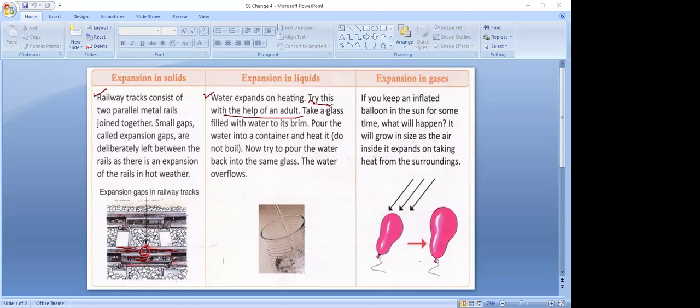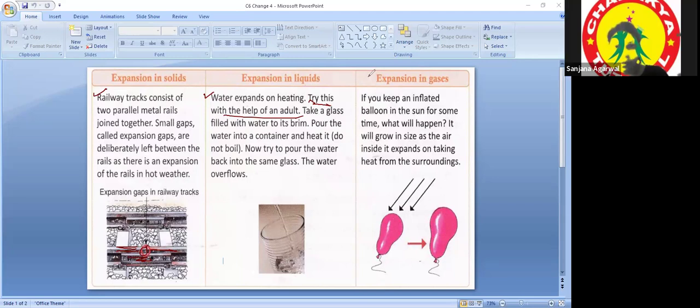Done. Okay. Now, expansion in gases. If you keep an inflated balloon in the sun, because we all know how much sun heat can heat, we have the experience in the summer. If we are not able to stand in the sun, it is enough to heat any object for some time. What will happen? It will grow in size as the air inside it expands on taking heat from the surrounding.